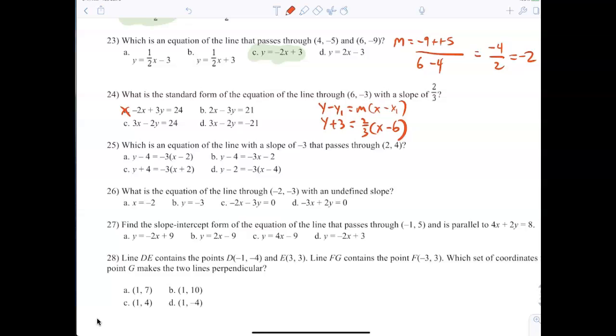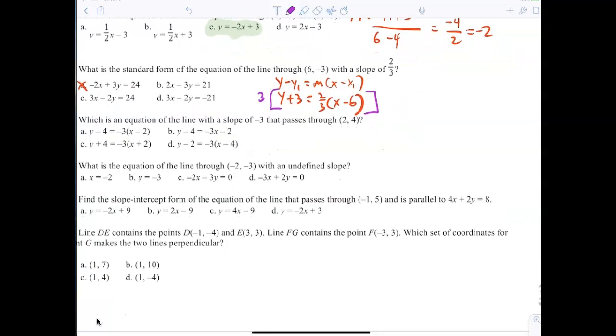All right. Also, you have to remember that you're not allowed to have fractions. So we would go ahead and multiply the entire equation through by 3. When you multiply the entire equation through by 3, you end up with 3y plus 9 equals. Now, if I multiply the 2/3 by 3, that cancels, and now you just distribute the 2. So that becomes 2x minus 12. And now standard form, you get the x and y on the same side. Constant goes away from the x and y. So I'm going to subtract 3y, and I'm going to add 12. So I end up with 2x minus 3y equals 21. So 2x minus 3y equals 21 is B.